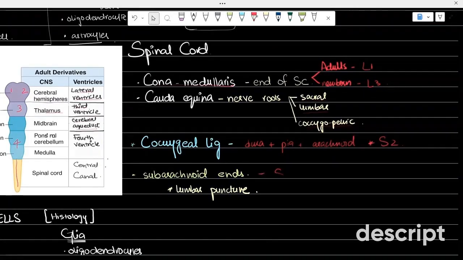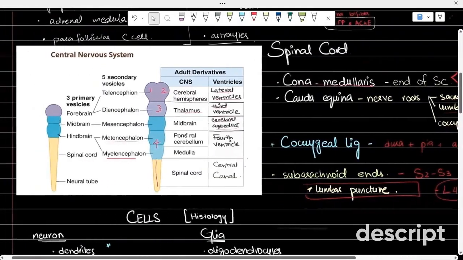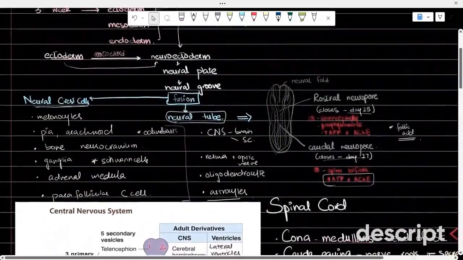The subarachnoid space ends at the S2 to S3 level, and the lumbar puncture is normally done above L5 and below L2. The most common place is between L4 and L5. This was all about embryology.